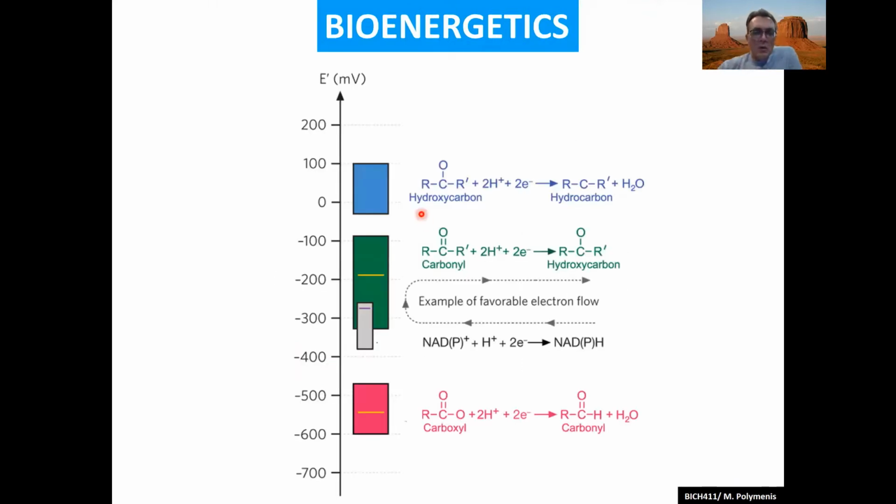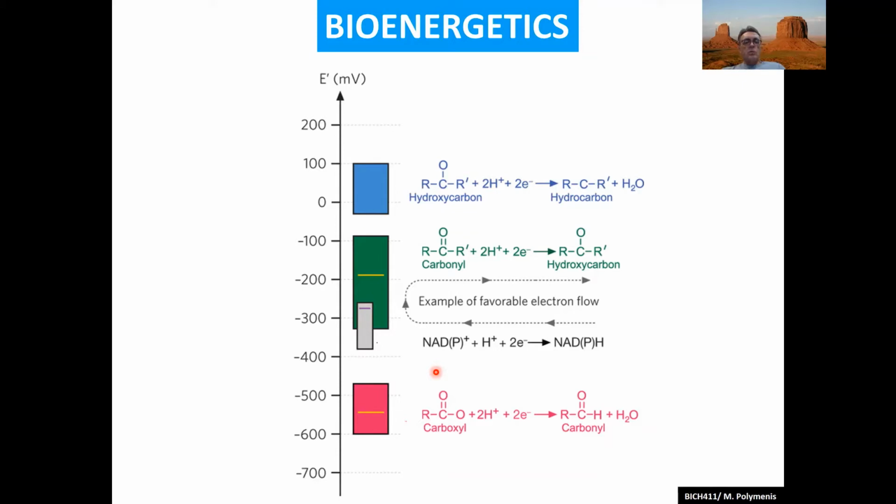So let's go back to our scheme here, where we see the fundamental half cell reactions for all the oxidation states of carbon, from carboxyl, carbonyl to hydroxycarbon, and all the way reduced to hydrocarbon. We've discussed this before. These are the E values that you see here in millivolts for each one of these half cells. And what is the half reaction here for NAD to NADH? It fits right there. The E value is minus 320. So it can be used actually to couple some of these reactions.